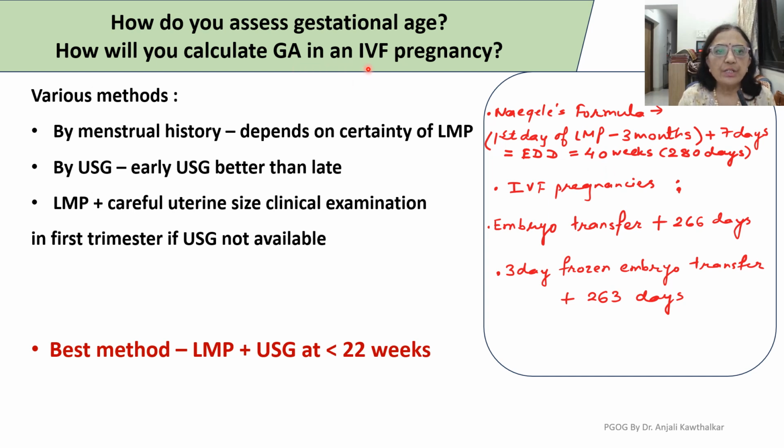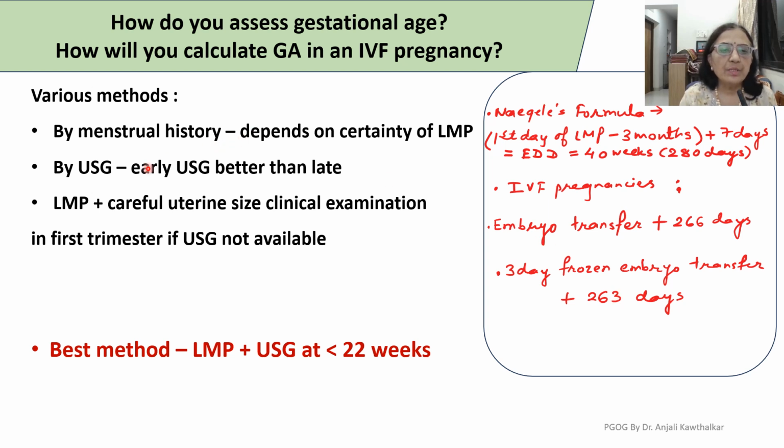How do you calculate gestational age in IVF pregnancy? In IVF pregnancies, embryo transfer plus 266 days, because we consider that normally also the implantation is usually taking place after ovulation. After 14 days there will be this fertilization and then implantation, and that is why we have to add only 266 days here. Whenever the 3 days frozen embryo is getting transferred, then from that day we have to add 263 days for calculation of expected date of delivery.